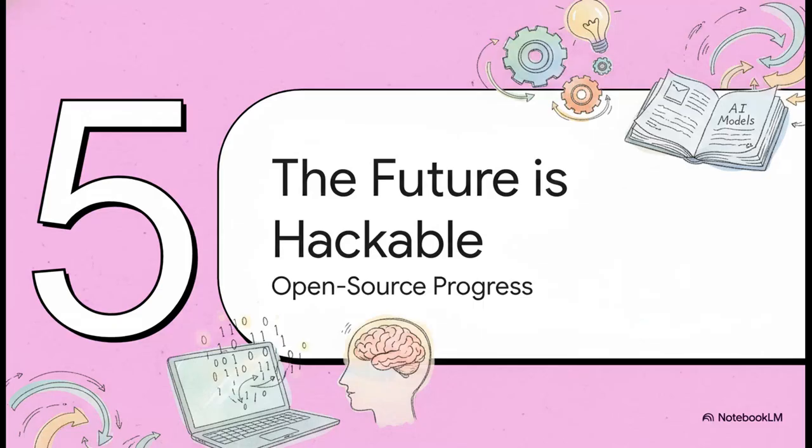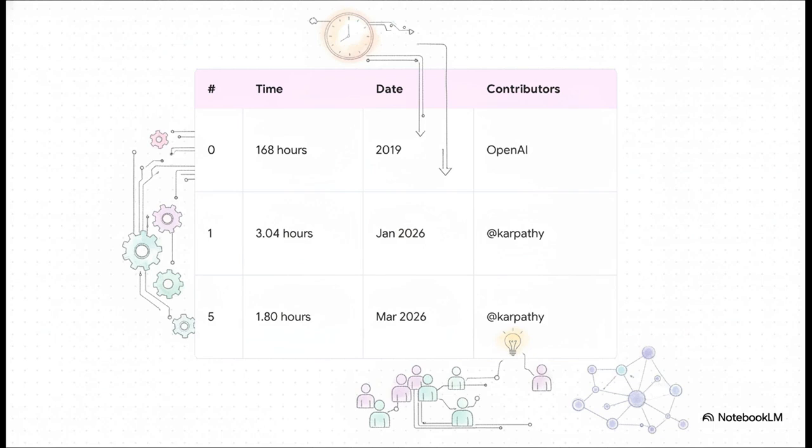So what does all this accessibility actually lead to? I mean, this isn't just a cool party trick. It's fundamentally accelerating the pace of innovation for everybody. Just look at this leaderboard. I mean, this tells such an incredible story. OpenAI's original training run took 168 hours. That's a full week. But thanks to optimizations in the NanoChat repository, driven by Karpathy and the entire open source community, that time has just been crushed again and again. It now stands at just 1.8 hours.